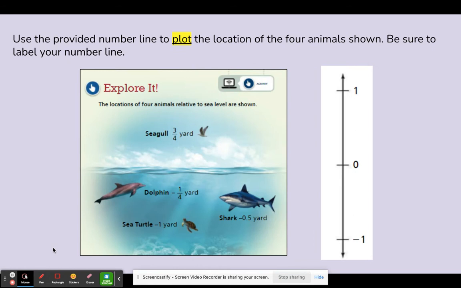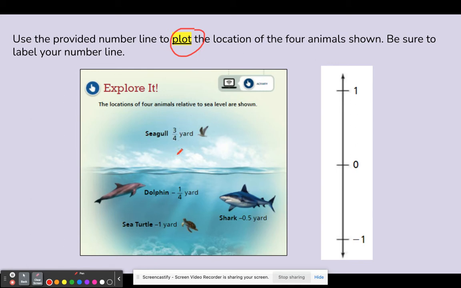All right, so here's a picture. This picture shows me the different elevations of different animals. And my job is to use this number line to plot. Remember, AKA put a dot. So put a dot and plot the location of each of the animals. Sounds easy, but it's not.